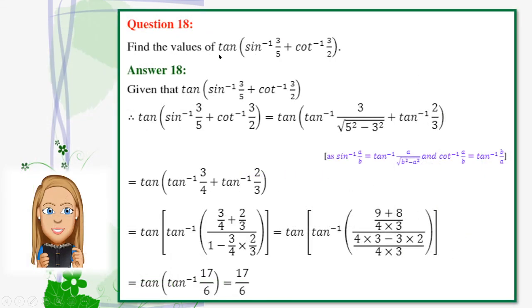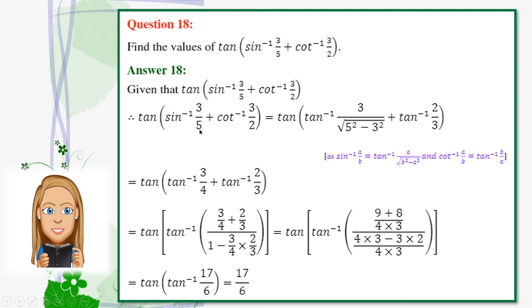18th question, find the value of tan of the bracket: sine inverse 3 by 5 plus cot inverse 3 by 2. Now here, how can we simplify? Sine inverse 3 by 5 can be written as tan inverse 3 upon under the root 5 square minus 3 square. This is the property that you can note down and we can apply here.